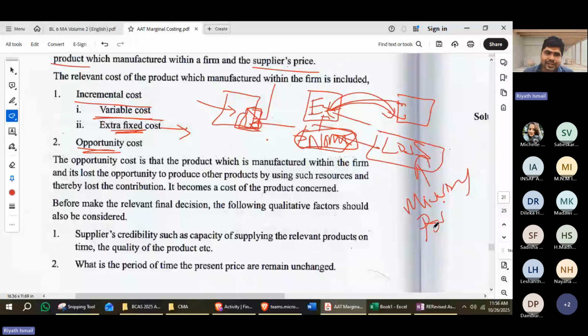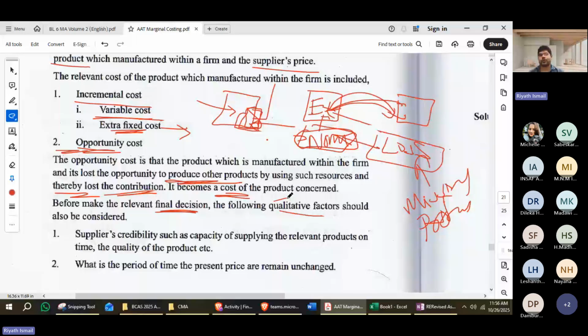The opportunity cost is that the product is manufactured within the firm and it loses the opportunity to produce other products by using such resources, and thereby loses the contribution, right? But when you use the existing machine for the new product, so that you are considering make or buy from outside or make internally, it becomes the cost of the product concerned. Before making the relevant financial decision, the following qualitative factors should also be considered.